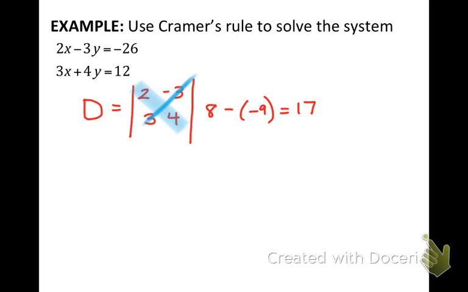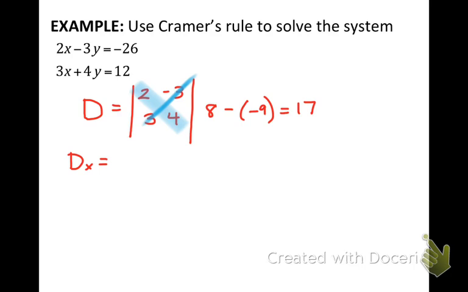And I used Cramer's rule. If it ended up being 0, then I couldn't use Cramer's rule and it would not work for me. All right, so now we're going to find d sub x, and then we'll have to find d sub y. So let's figure out d sub x first.